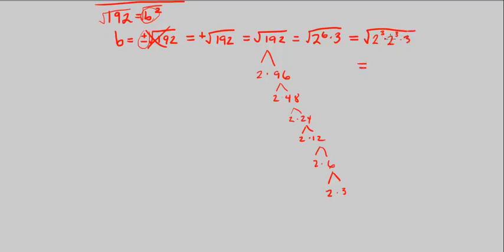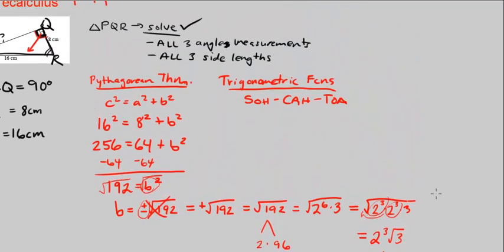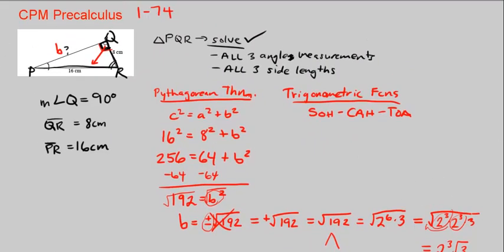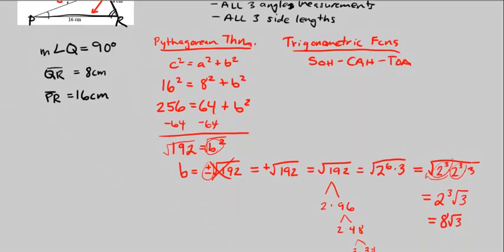Ultimately, once we get two of the same things inside the square root, we can take them both out and make them one outside of the square root. So these two are the same, so we pull them out of the square root, and it becomes 2 to the power of 3, which is 2 times 2 times 2, or 8 square root of 3. Okay? So let's go back up here. We have B is equal to 8 square root of 3.